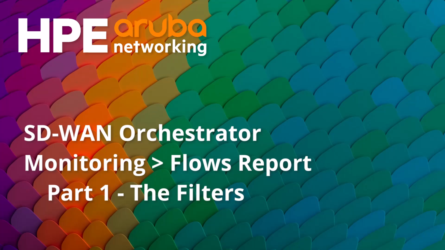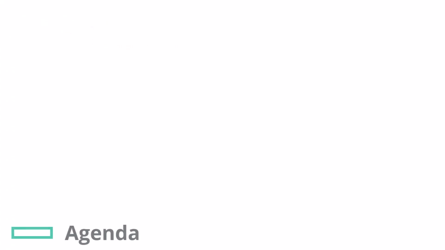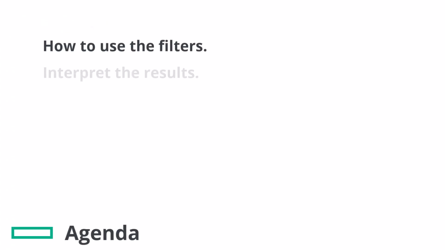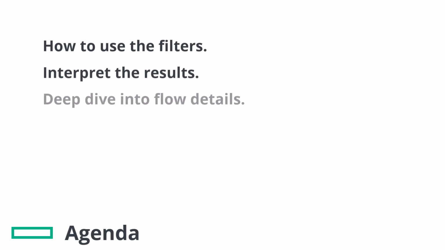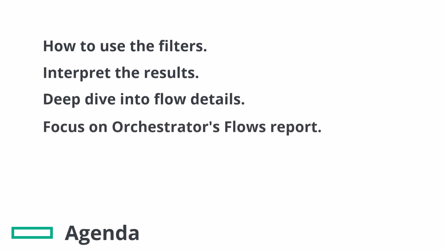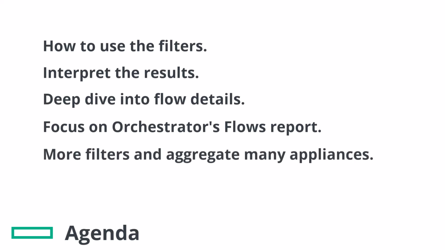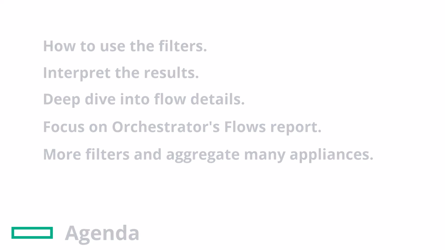In this series of videos, we'll look at the flows report and talk about how to filter flows, interpret the results, and dig deeper into flow details. The focus will be primarily on the Orchestrator flows report, as opposed to the more basic flows report you can access on the EdgeConnect appliance web interface. The Orchestrator's report is much more feature-rich and can combine results across multiple EC appliances simultaneously.